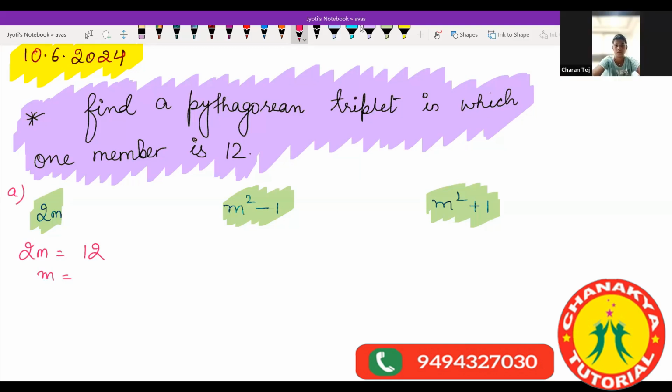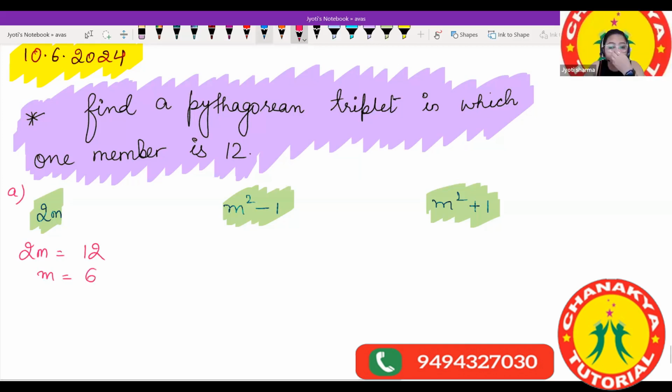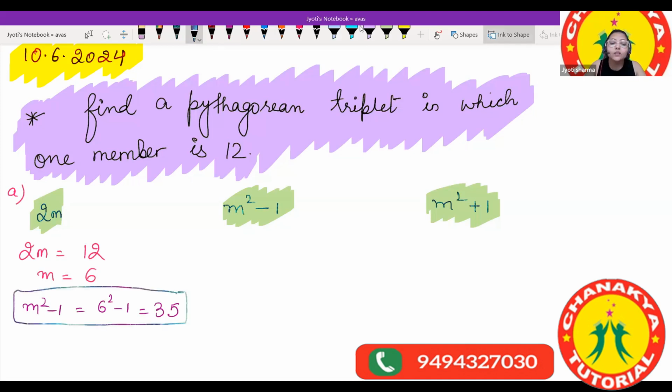Ma'am, 6. Yes, 6. Okay, Lasya? Yes, ma'am. Okay, after that, if you are equating one member of the triplet with 2m, you got m equal to 6. Now the remaining two you can find by m square minus 1. So what is m square? 6 square minus 1, which is 35. Okay, now this is your m square minus 1, 35.